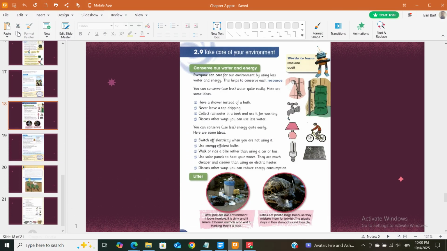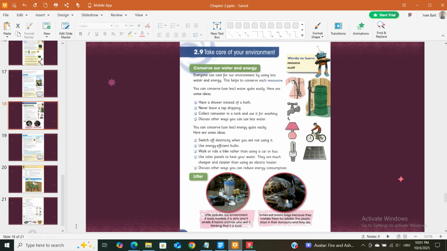You can conserve, use less energy quite easily. Here are some ideas. Switch off electricity when you are not using it. Use energy-efficient bulbs. Walk or ride a bike rather than using a car or bus. Use solar panels to heat your water. They are much cheaper and cleaner than using an electric heater. Discuss other ways you can reduce energy consumption.